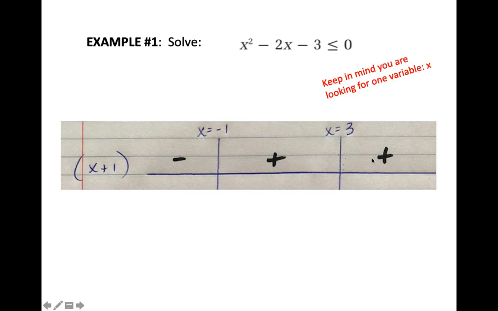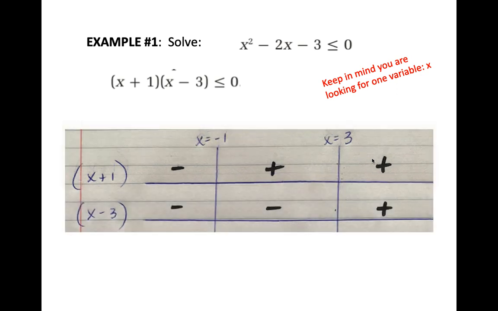Now let's add the next one. If we put the x minus 3 and do the same thing, if I choose a number smaller than -1 and plug it in there, I'm going to end up with a negative answer. If I choose a number in the middle, like 0, I'm going to get a negative answer. And if I choose a number larger, I'm going to get a positive.